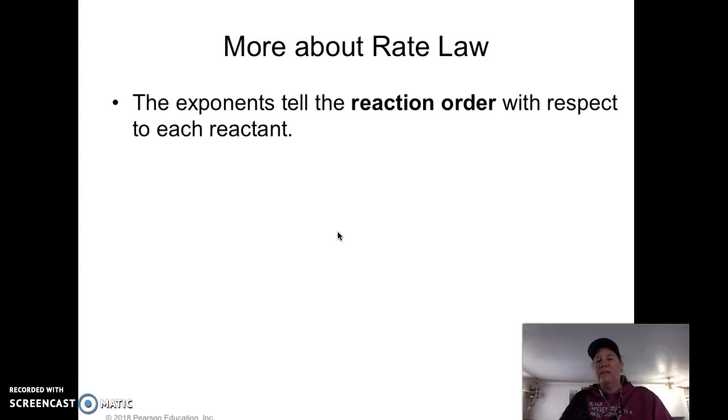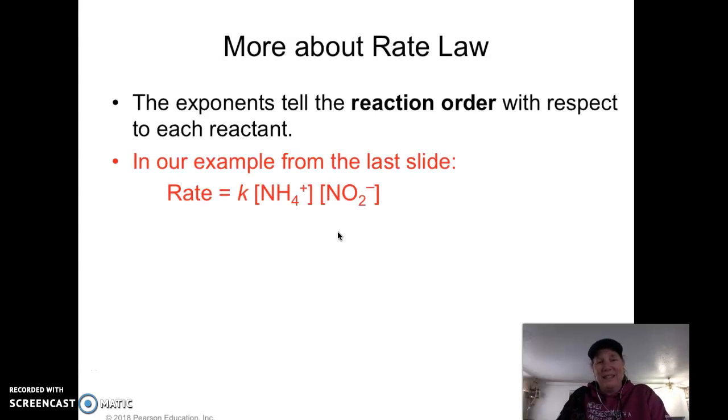Well, if you take anything to the 1 power, the exponent of 1, it's still the same number. So those are kind of nice when they're 1. It makes it a lot easier, okay?